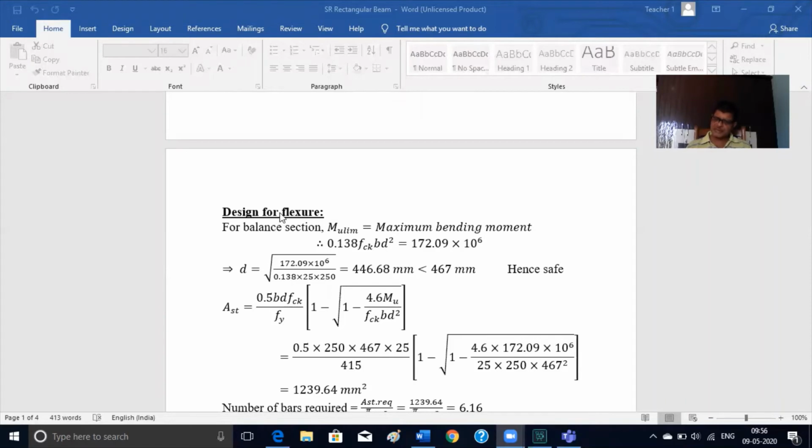Now, for the simply supported beam, we will design for flexure. That means the collapse case, the load for the bending criteria, will be taken for the design for flexure. Then we will find shear and then check for development length and deflection.